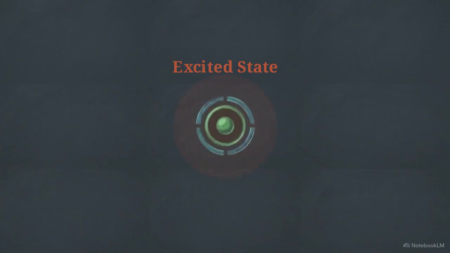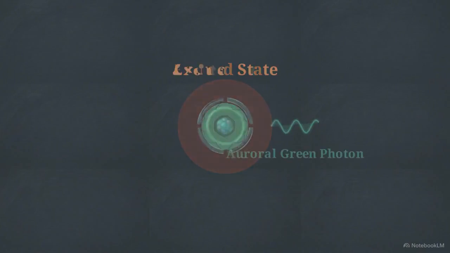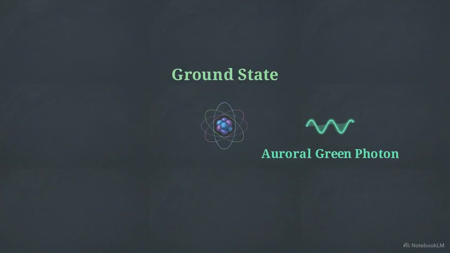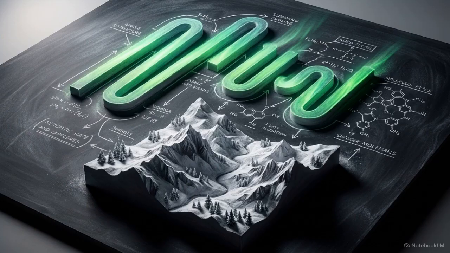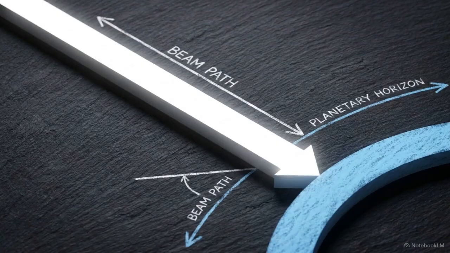states. These excited electrons immediately relax back to their ground state, releasing a brand new photon of a specific wavelength, such as auroral green. Auroras represent a planetary-scale neon tube, a mechanism fundamentally distinct from the scattering that defines the daytime sky. These incoming solar photons face a continuous gauntlet.